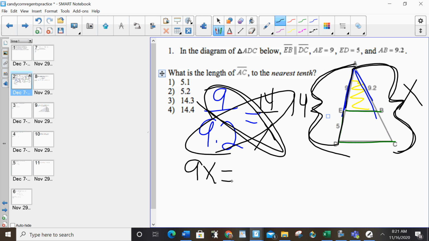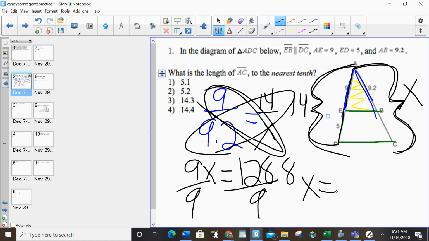Let's see. 14 times 9.2. Yep. Divide both sides by 9. X equals 14.3 to the nearest tenth. Choice 3 is your answer. So if the bases are not involved, put your top over your top, your side over your side, or your bottom over your bottom, depending on what information is given, and expect to have to add or subtract pieces.